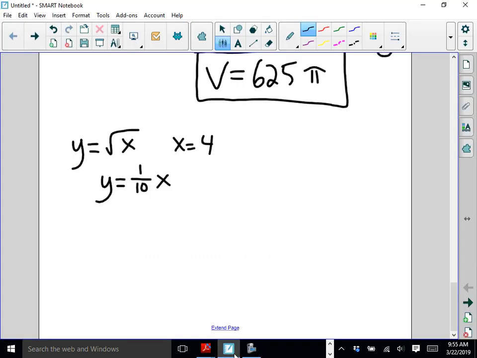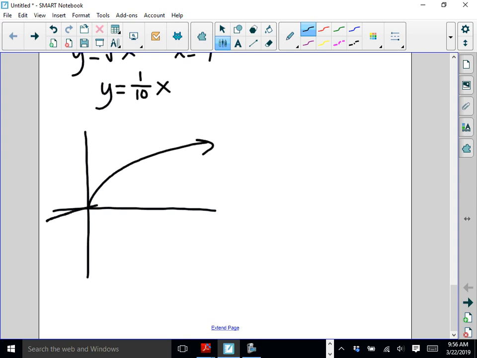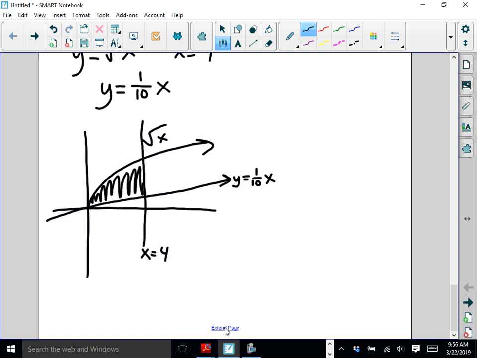So again, I'll just do that sketch. Here's root x. Here's 1/10 x. And here's my vertical line, x equals 4. And here's that region. Okay? And again, that region is being revolved around the x-axis. But as you notice, it doesn't make a solid disk. It makes what I like to call a washer. Right? If you've ever done any construction kind of stuff, assembling things, we know that we have here a washer. Okay? So this is going to be just slightly different than the disk.